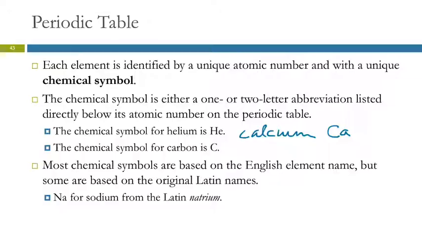But some of them don't seem to make much sense. Like Na for sodium. There's no N, there's no A in sodium. How did they get that? Well, the original name used for sodium was the Latin name natrium, describing where it came from. It came from the ocean, the sea. So natrium is the first 2 letters of the Latin name.